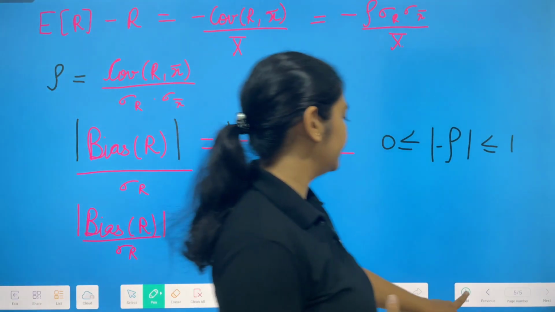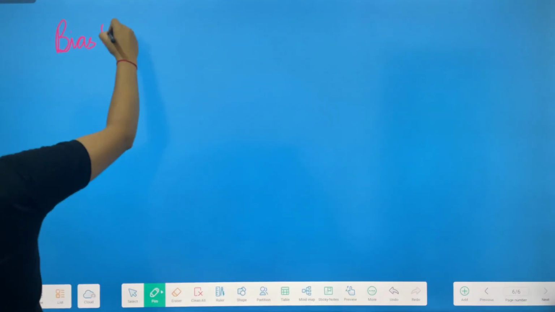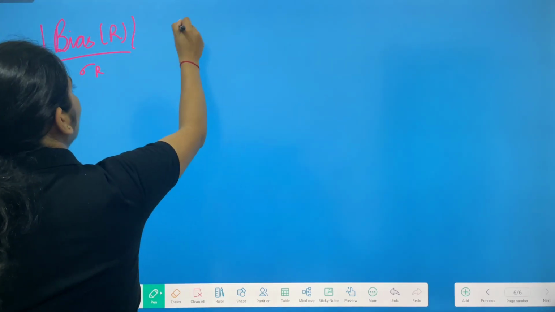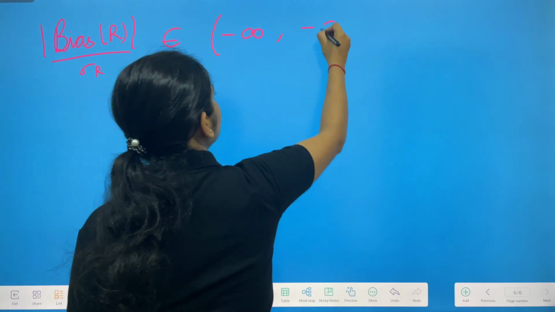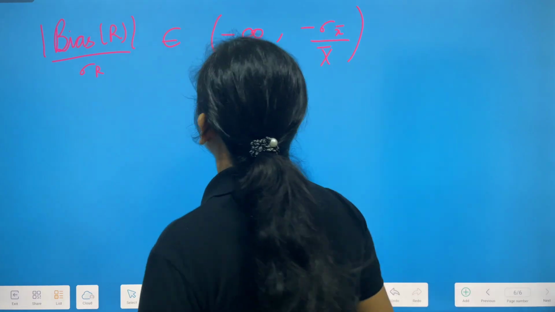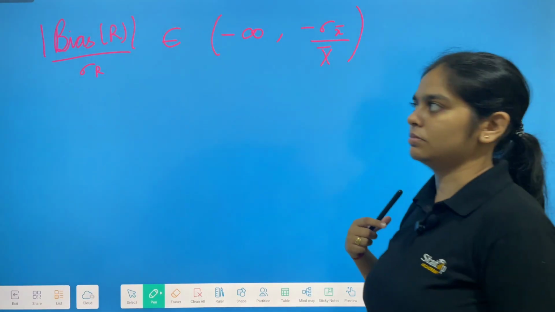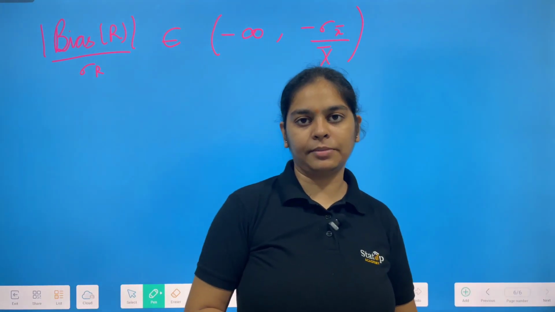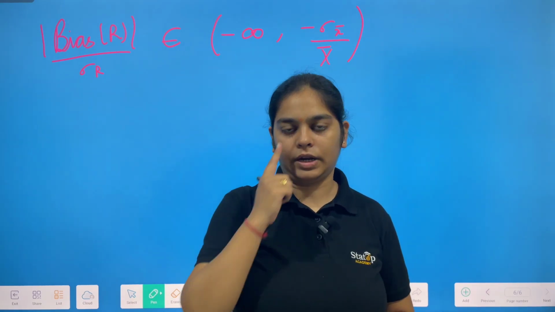So we can say that bias of R upon sigma R belongs to minus infinity till minus sigma X bar upon capital X bar. These are the bounds. The lower bound is minus infinity and the upper bound is minus sigma X bar upon X bar. This can be asked in the examination, and it has been asked a few times. You can check the PYQs relating to this, and the comparison is also very important.